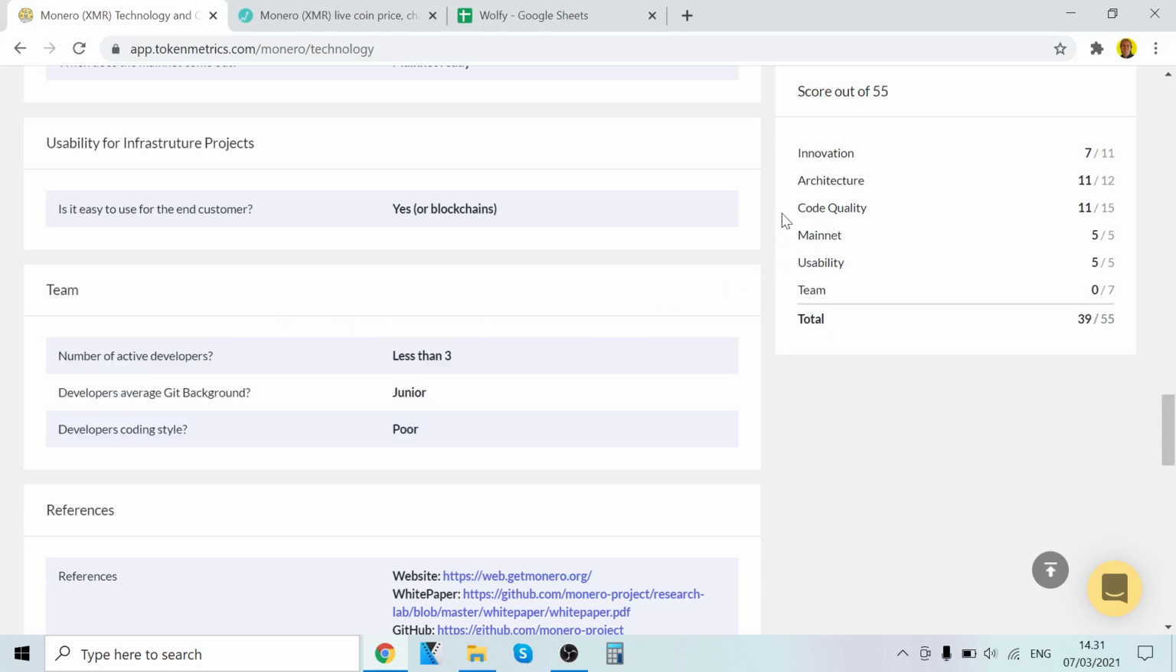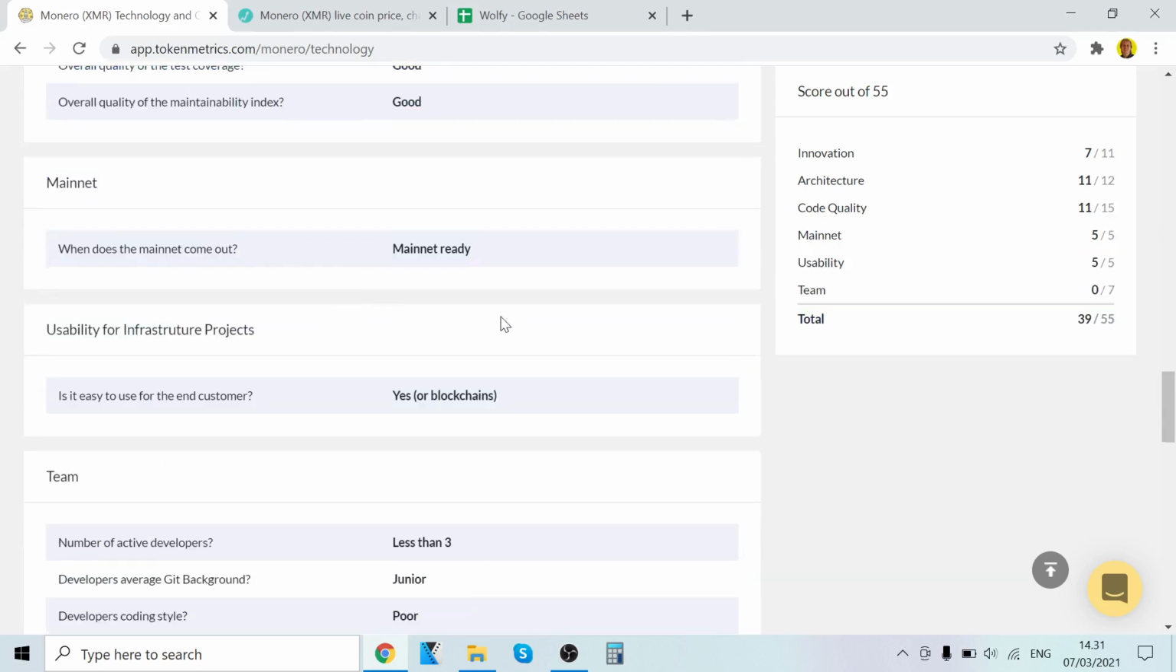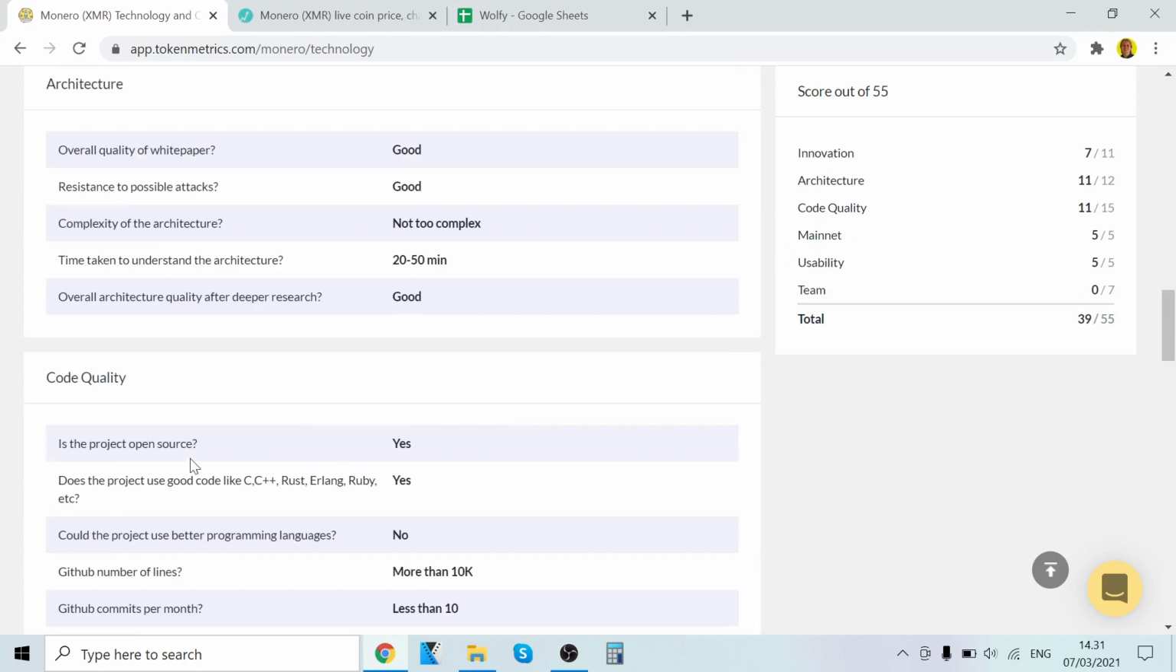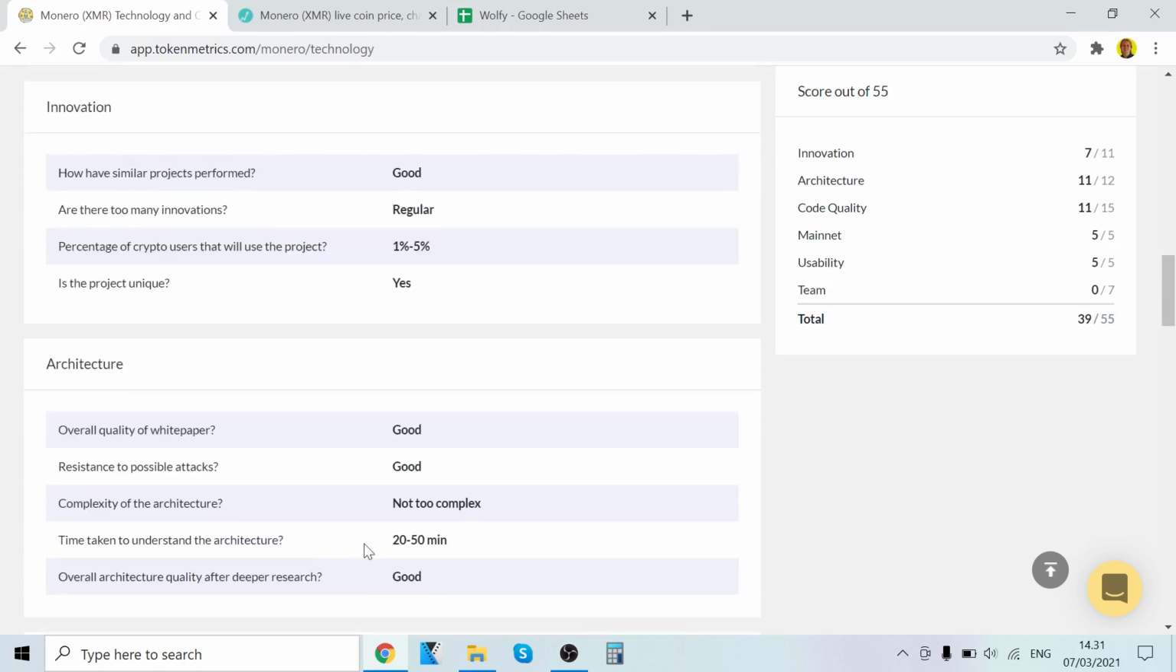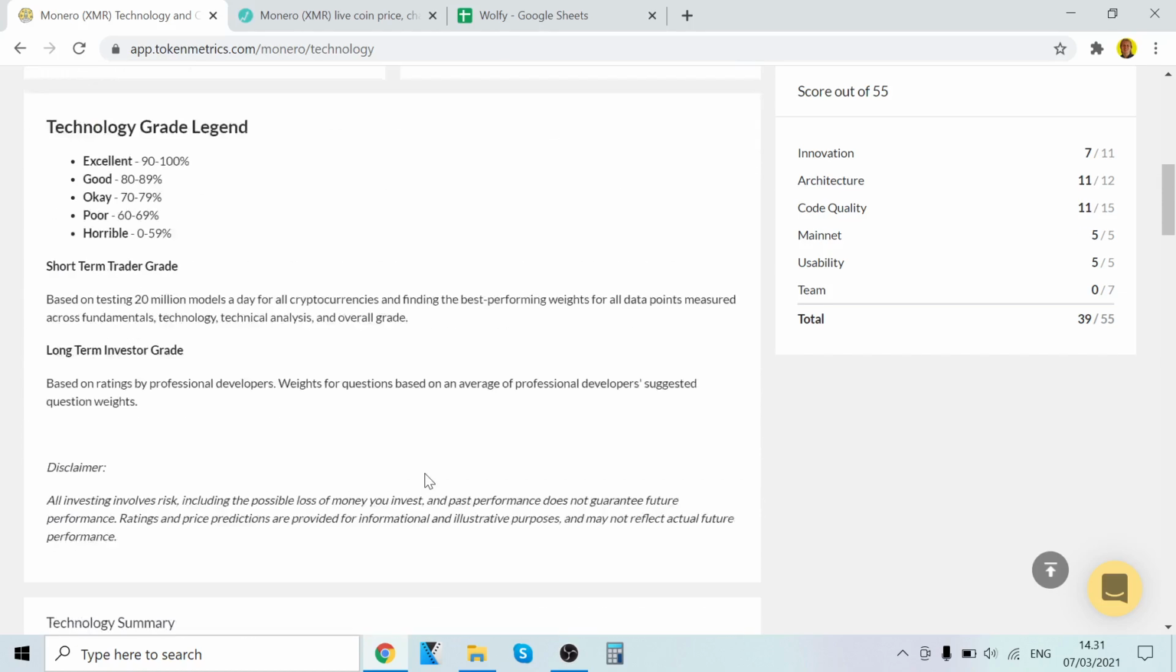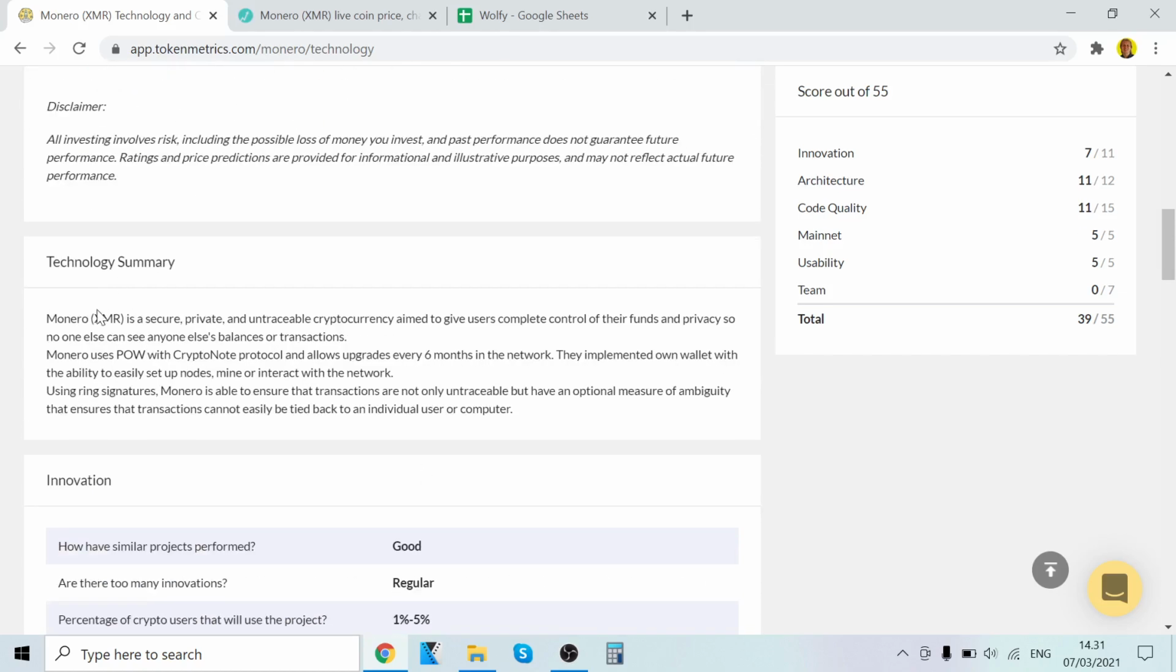Okay, but the code quality is still fairly good. You can come here, it's an open source project. You can check all this information, not too complex architecture, and you can see all the data points here. Okay, so here's the technology summary.